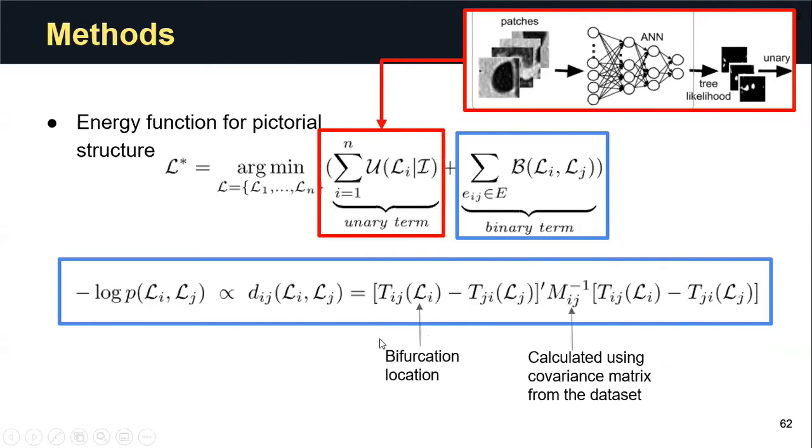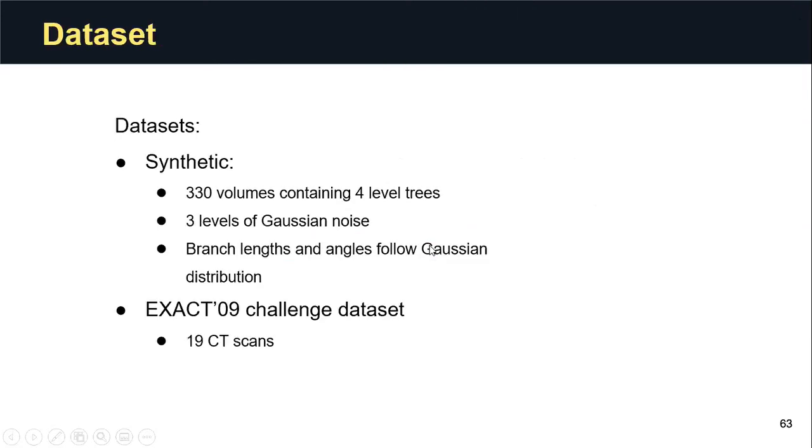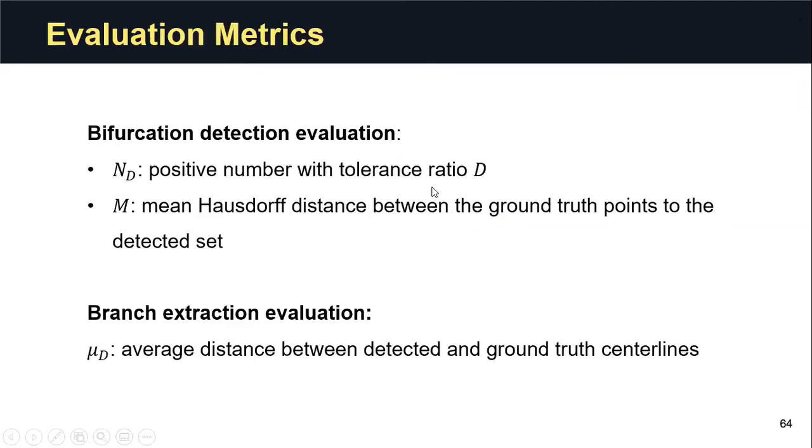We use the information of the covariance matrix we have collected from the dataset to retrieve the bifurcation locations. We evaluated on two datasets. One is the synthetic dataset, and one is the Exact09 dataset. We use three kinds of evaluation metrics. One is the number of true positives with tolerance ratio D, and M, which is the mean Hausdorff distance between the ground truth points and the detected set.